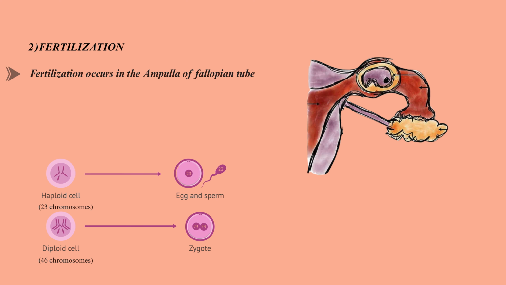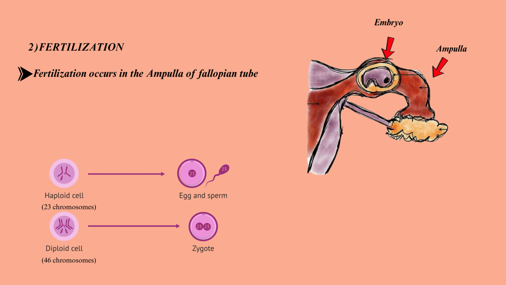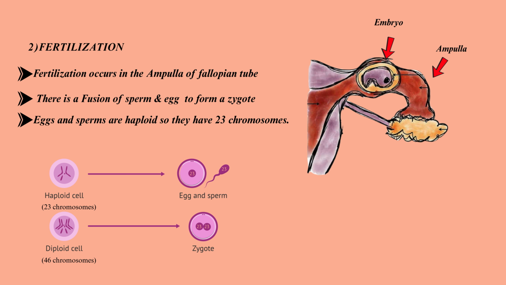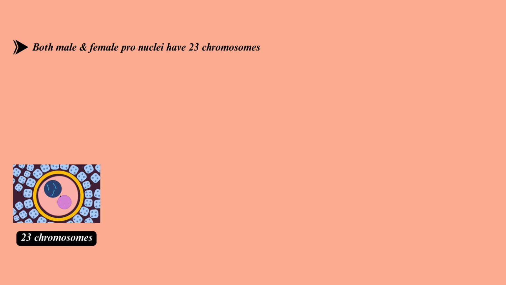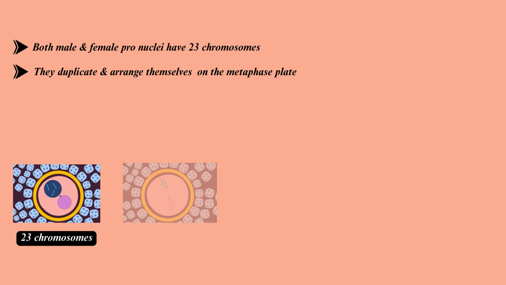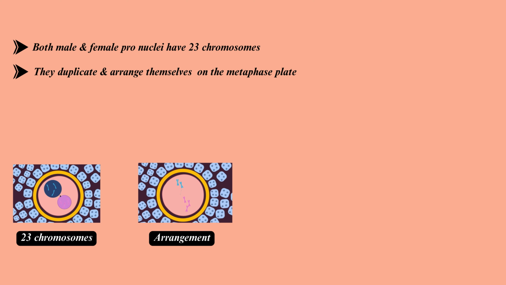Fertilization. Fertilization occurs in ampulla of fallopian tube, in which there is a fusion of sperm and egg to form a zygote. As we know, eggs and sperms are haploid, so they have 23 chromosomes. After fusion, they become diploid with 46 chromosomes. Both the male and female pronuclei have 23 chromosomes. They duplicate and then they arrange themselves on the metaphase plate, and then they undergo a process of mitosis.